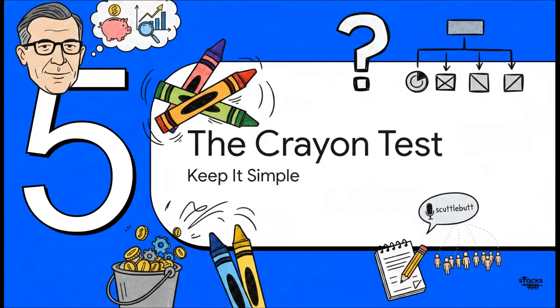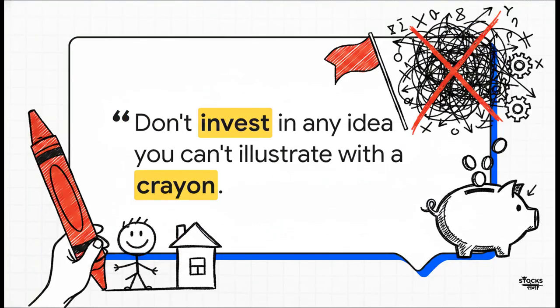And finally, Section 5. The Ultimate Crayon Test. Keep it simple. To wrap up this explainer, I want to bring it all back to Peter Lynch for one final, absolutely non-negotiable rule. You've looked at the business model, the revenue model, the bucket, and you've done your scuttlebutt. But before you buy, you have to pass this test. Lynch famously said, "Don't invest in any idea you can't illustrate with a crayon."